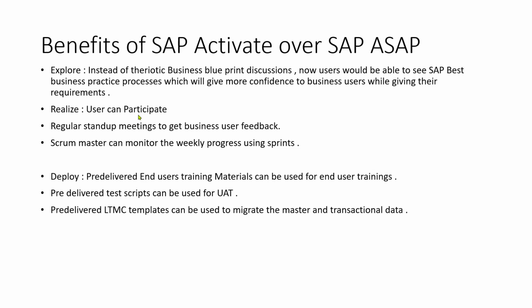Okay, and regular stand-up meetings to get business user feedback. As I said, you will have a number of meetings in the project phase when you are going with the Activate methodology. Okay, the Scrum Master can monitor the weekly progress using sprints. What does it mean? What is meant by sprint? You will get to know in a later slide.